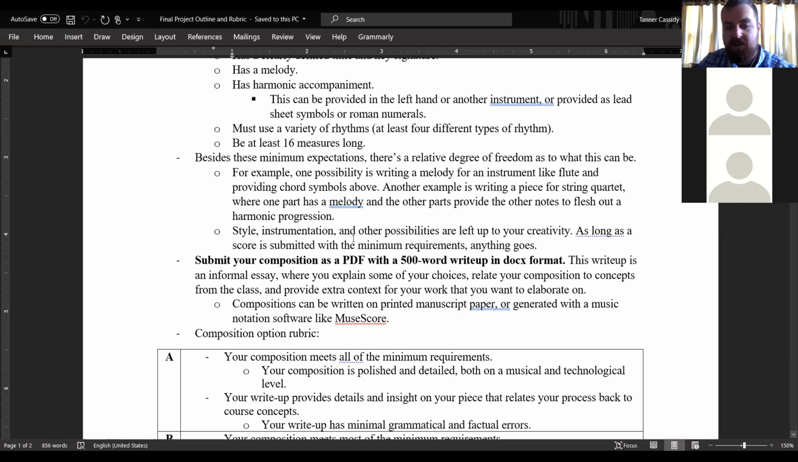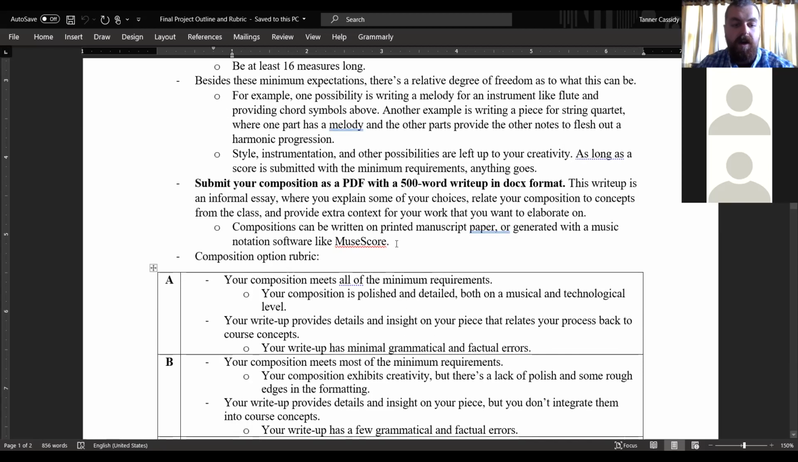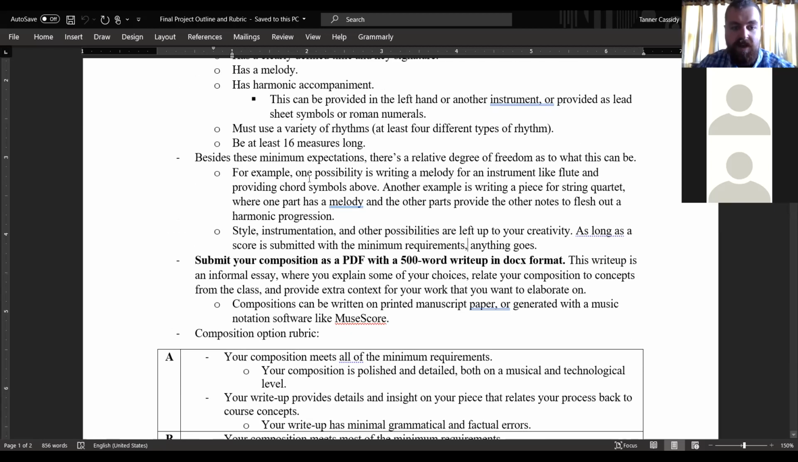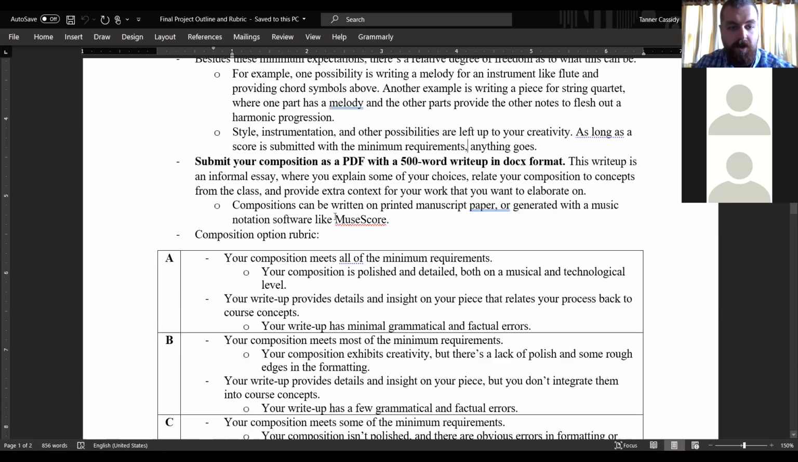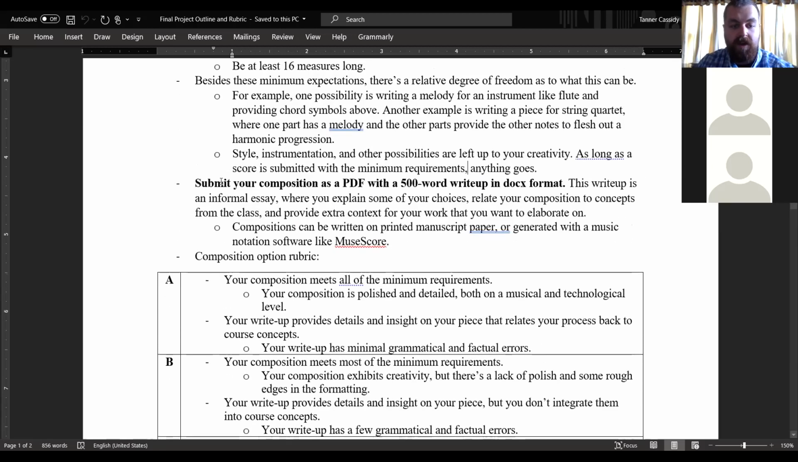Style, instrumentation, and other possibilities are left up to your creativity. As long as a score is submitted with the minimum requirements, anything goes. So it truly is up to you. If you want lyrics, I didn't even mention that in here. You can include lyrics on it if you want to go for more of a singer-songwriter type. Totally fine, no worries. So you will submit your composition as a PDF with a 500-word write-up in docx format.